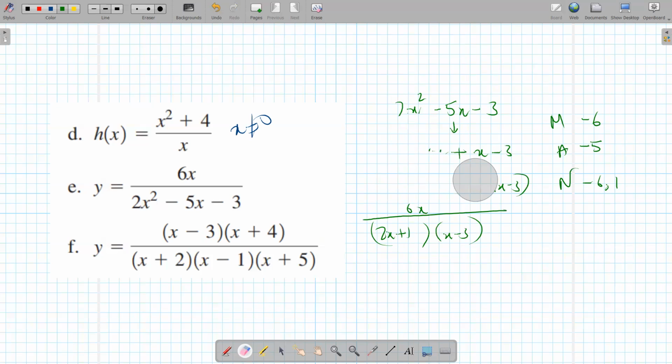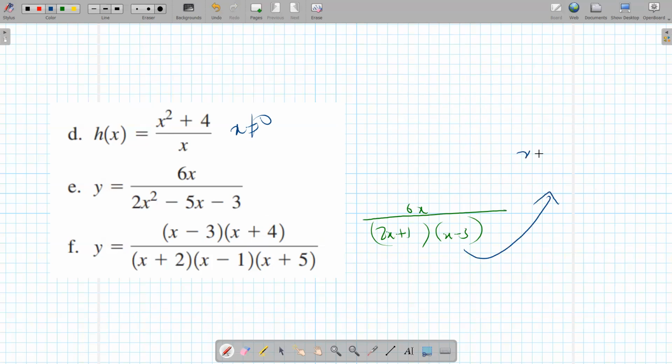Now, can you see what x can't be? I'll give you one of them. X can't be 3, because if x were to be a 3, you'll get a 0 in the denominator. What about from this guy? What can x not be?